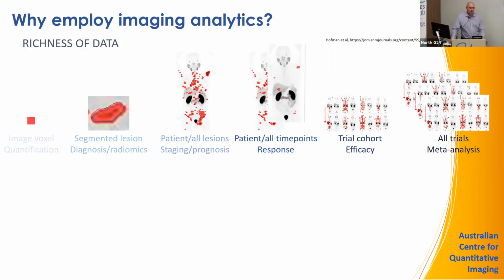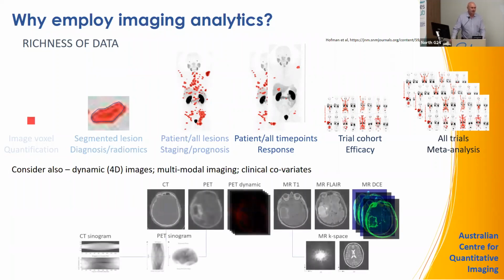In fact, there's more combinations of information in a patient's imaging series than there have ever been human beings on the planet. That's how many permutations there are in that data. So we're never going to be able to power a trial to look through all of that, but it's certainly a very rich source of data.